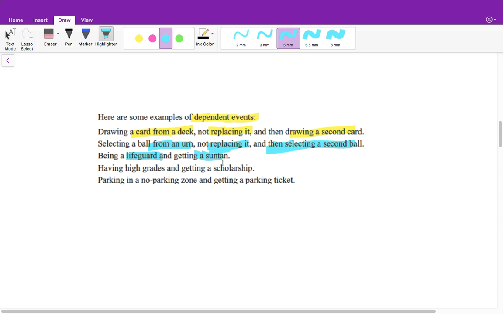Having high grades and getting a scholarship. So getting a scholarship is dependent on high grades. You need to get good grades if you want to get an academic scholarship. Parking in a no parking zone and getting a parking ticket. Well, if you're going to park in a no parking zone, chances are you're going to get a ticket for it. So that's why the parking ticket is dependent upon parking in a no parking zone. You can also have other examples of where you could get a parking ticket, but it's just showing you that this is dependent on you parking there.